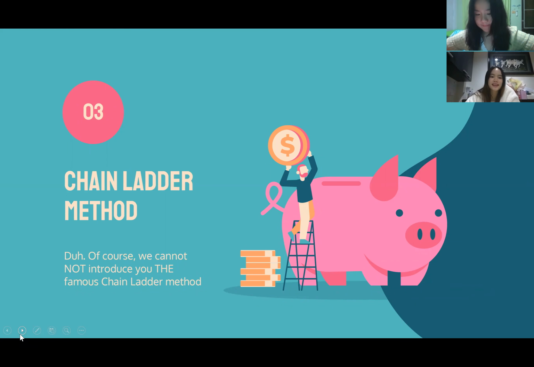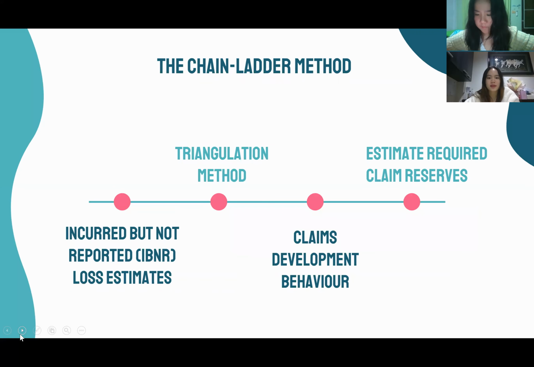Now, as you can see, we have to introduce you to the method that we think is the most suitable, which is the chain ladder method. Please know that regardless of the selected method, valuation must be made based on both paid claims triangles and incurred claims triangles. But let's get into the details of the example method that we have chosen for you.